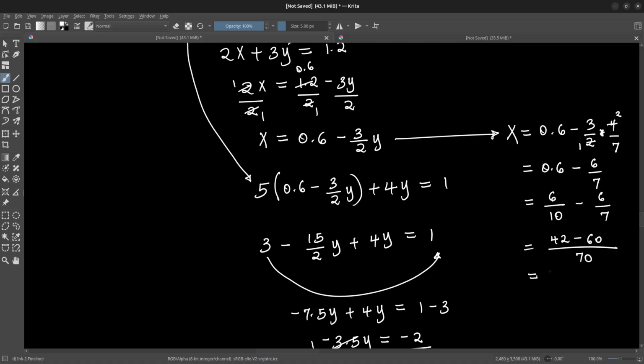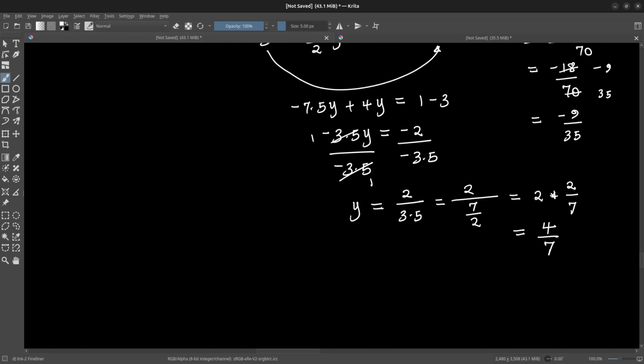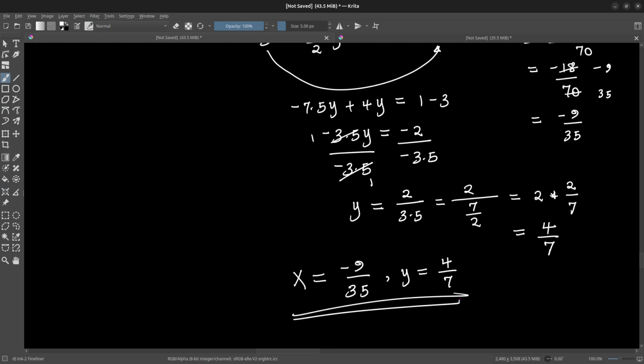So 42 minus 60, that is going to be negative 18 over 70. And then dividing by 2, that's going to be negative 9 over 35. So we are left with the value of x is negative 9 over 35. Yes. So for this question, x was equal to negative 9 over 35 and y was equal to 4 over 7. And that's the answer.